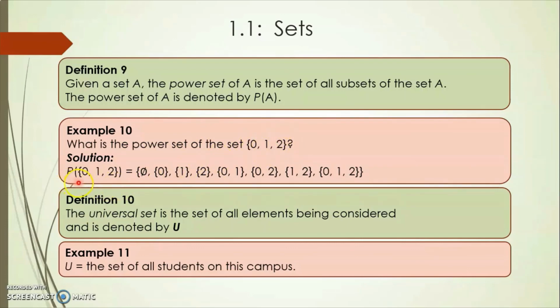The power set of {0, 1, 2} is: empty set, {0}, {1}, {2}, {0, 1}, {0, 2}, {1, 2}, {0, 1, 2}. Basically, the power set is for us to list down all the possible combinations or possible subsets of this set. Don't miss out any single combination or subset. For the universal set, we use this notation, capital U. You can write U equals the set of all students in this campus.